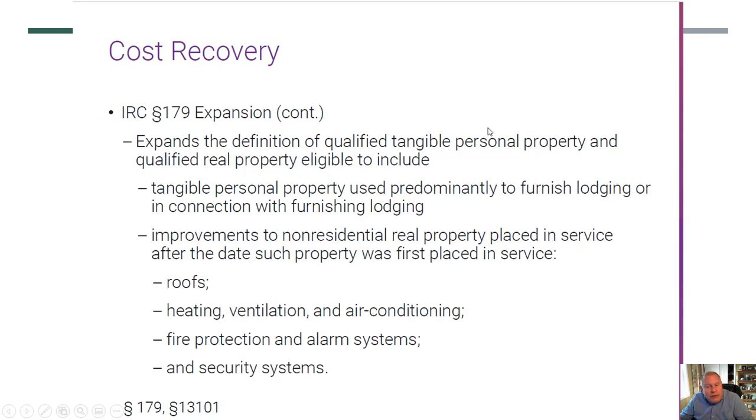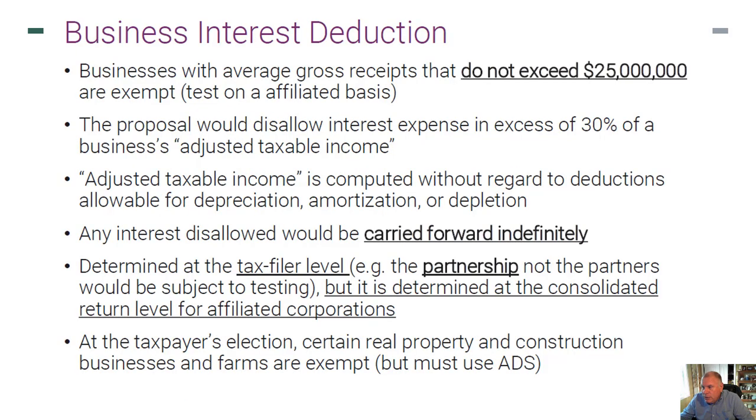It expands the definition of tangible personal property. It used to exclude furniture, lodging, or connection. That's now eligible. They also said you can now look at non-residential real property, commercial property, and you can deduct roofs, heating, ventilating, and air conditioning, fire protection, and security systems. Previously, that wasn't included. So they're trying to drive investment by business.